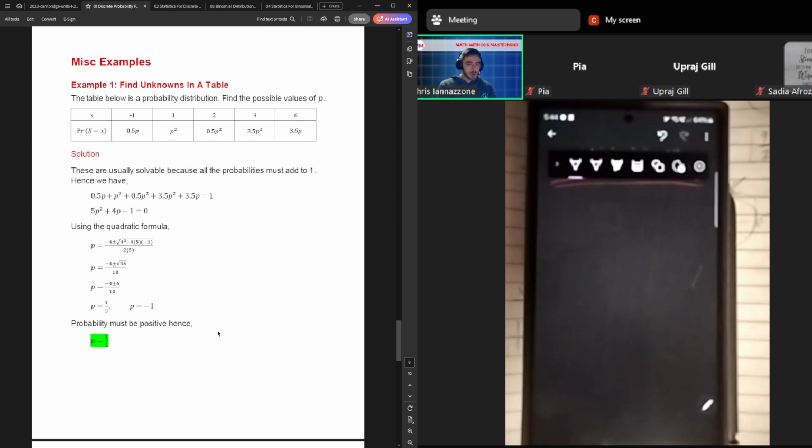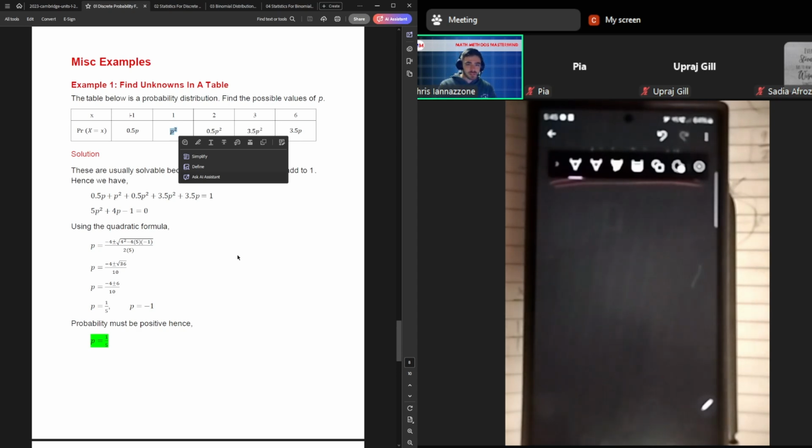Now, minor nuance here. p is not a probability, it's a coefficient. Like all these are something times p, or p times itself. It's actually a coefficient. So just because p is negative doesn't necessarily mean that the probability is negative. Like this example here, p squared, if p is -1, -1 times -1 gives you +1. So p being negative doesn't necessarily mean the probability is negative.